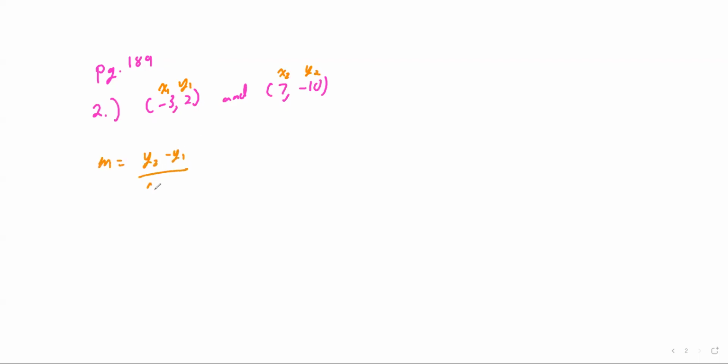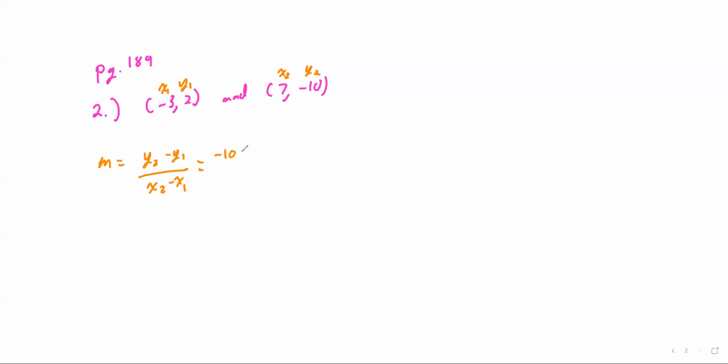So we're going to be on page 189. We're going to look at problem number 2. We have negative 3 comma 2 and 7 comma negative 10. We are just asking this first portion to determine the slope of the line passing through the specific points. So best thing to do is to label your points as x1, y1, x2, y2, and then once you have your equation of y2 minus y1 over x2 minus x1, you simply just have to plug it in.